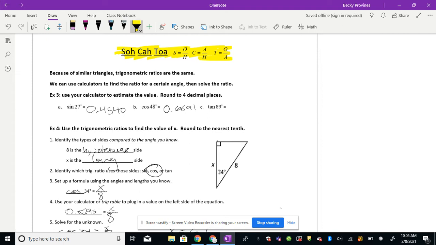We can use calculators to find the ratio of a certain angle, then solve that ratio. So we are going to use your calculators to estimate the value, rounding to 4 decimal places. Yes, that is a lot of decimal places. You will get pretty ugly decimals when you do these. First things first, calculators have to be in degree mode. If you are using a school calculator, in the top row of buttons, there is a button that says Mode, M-O-D-E. Click that button, and you'll see a bunch of words and numbers pop up on your screen.